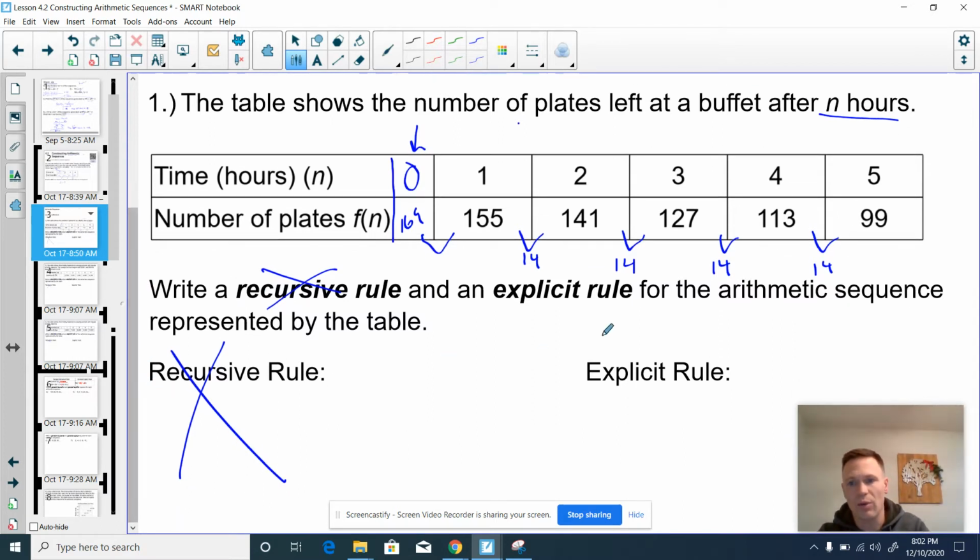Now, we're not dealing with the recursive part, so I have it crossed out here. When we write an explicit rule for this, it's really just like an equation. It's going to be in function notation.